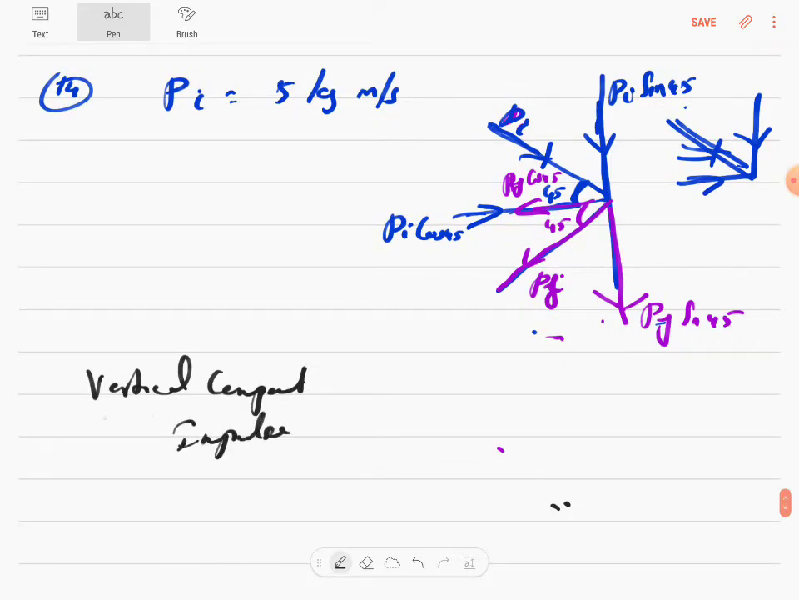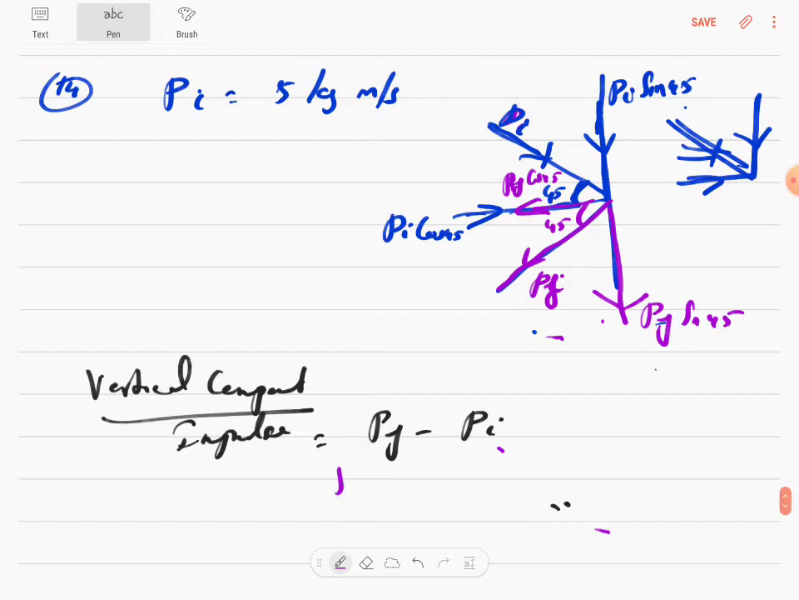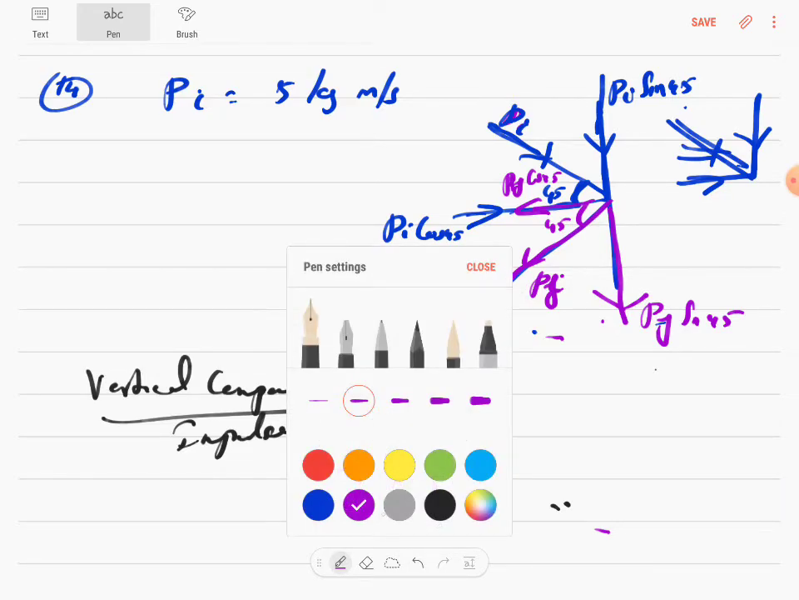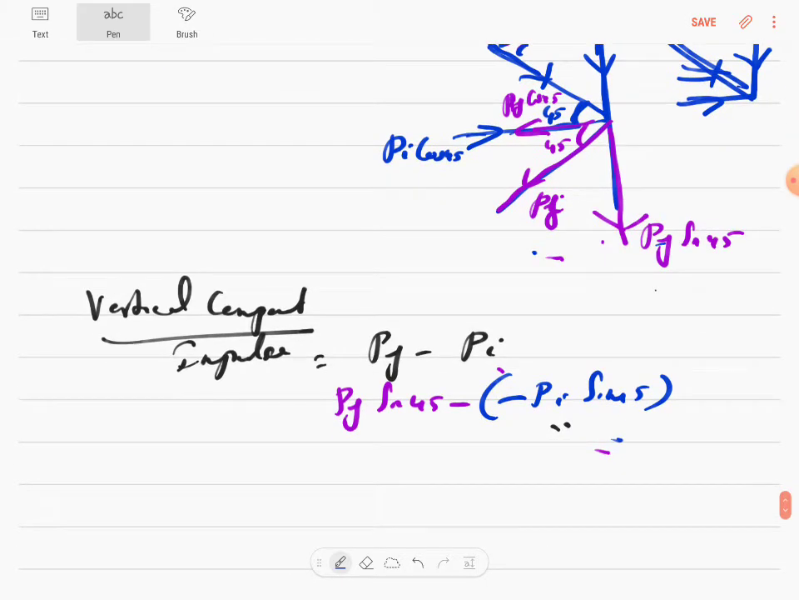Impulse along the vertical component, along the y-axis, is P final minus P initial, and you know that both of them are downward, which means both of them are negative, and the P final is this purple color. So it's P final sin 45 minus, the blue color is also downward, so it's minus of Pi sin 45, because there is already a minus sign and Pi is already downward, so it's negative, therefore it's going to become plus.